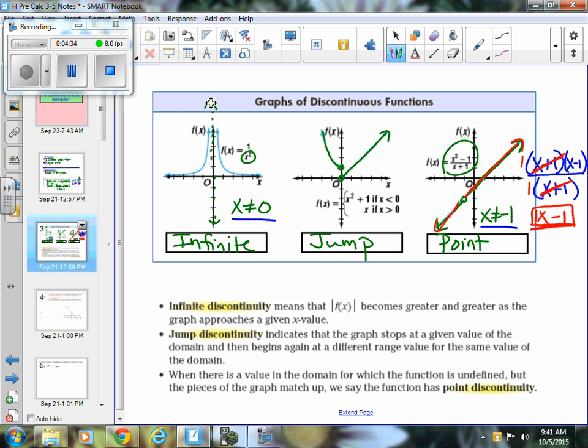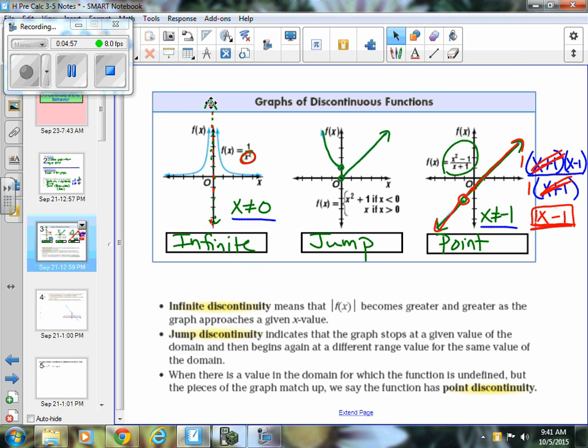If you can't remove it, look at this one. Can you remove the x? Well, no, there's no common factor. You're stuck with it. So if you can't remove the factor, you are left with an infinite discontinuity. You're left with a vertical asymptote. If you can remove it like we did in number 3, then you're left with the hole. So we're going to be spending a lot of time making sure you can tell the difference between those two things.